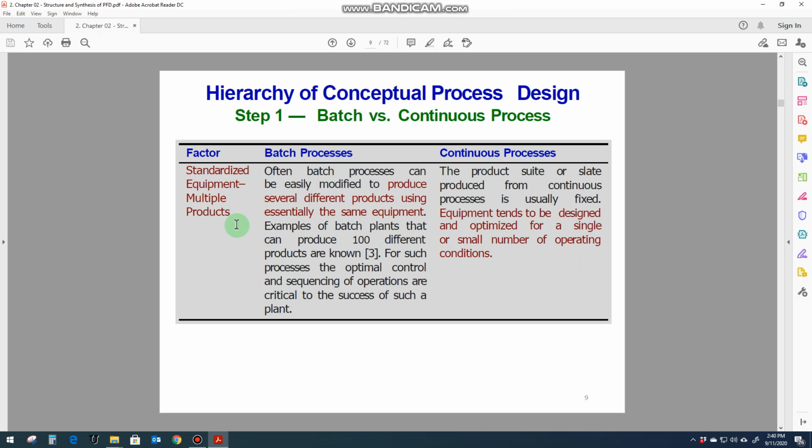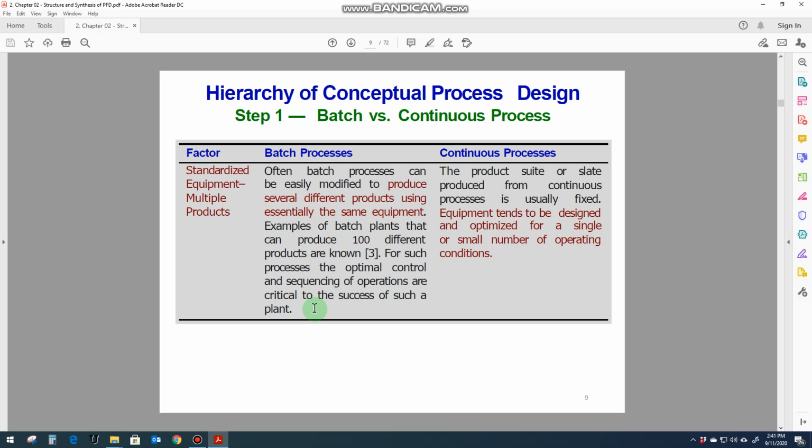Now, the third factor that we can see here is standardized equipment, multiple products. Batch processes can often be easily modified to produce several different products using essentially the same equipment. So in batch processes, the same equipment can be used for different products. Examples of batch plants that can produce 100 different products are known. For such processes, the optimal control and sequencing of operations are critical to the success of such a plant.